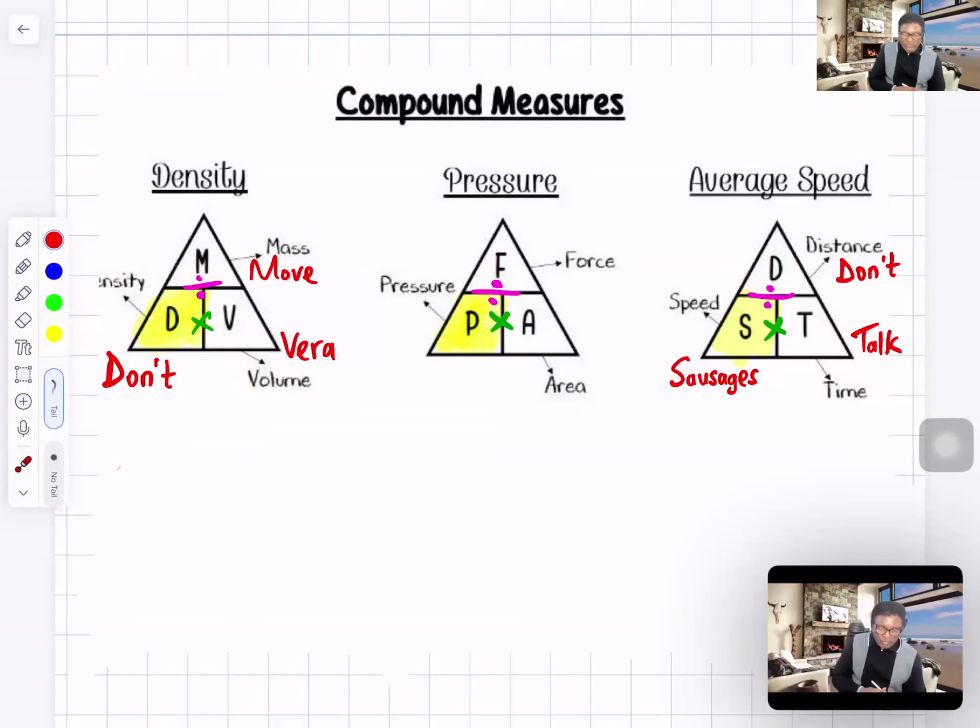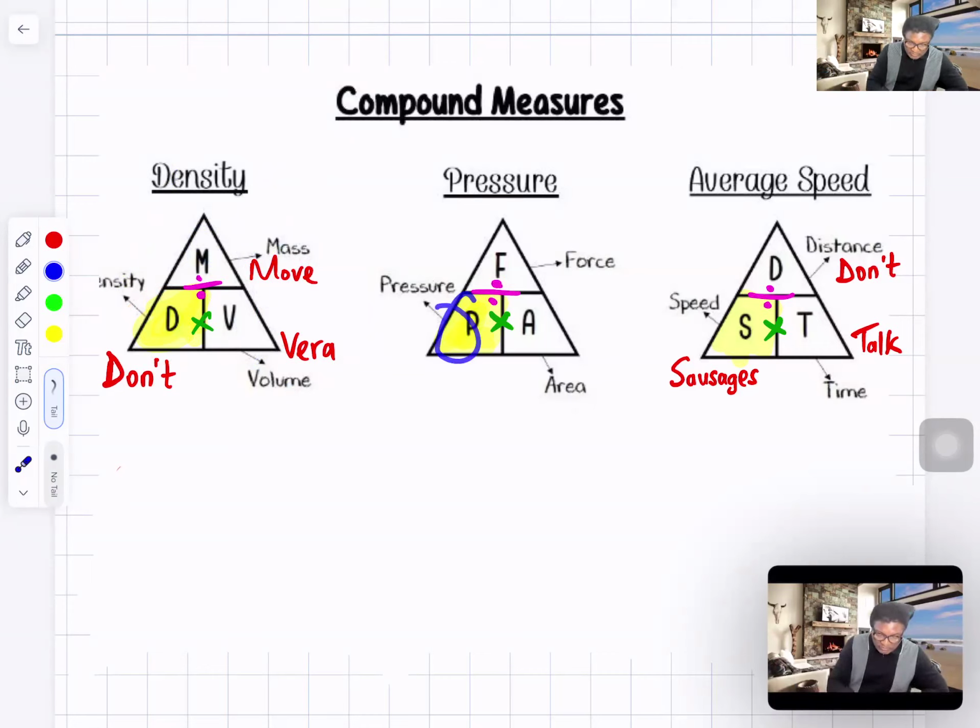Compound measure. These ones, they come a lot in exams, and I'm glad lots of students remember it. Density is mass divided by volume. The way I remember it is, don't move Vera. It helps me remember that.